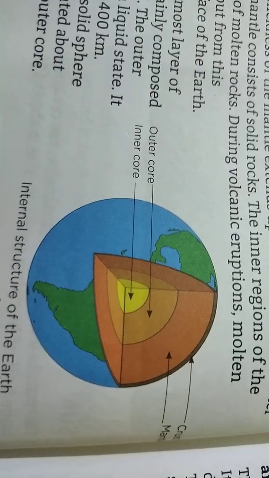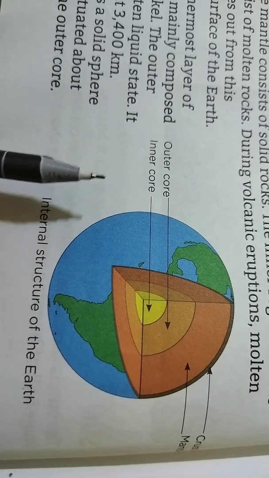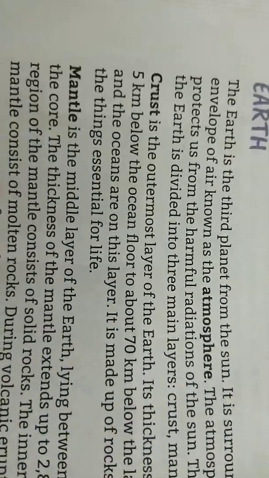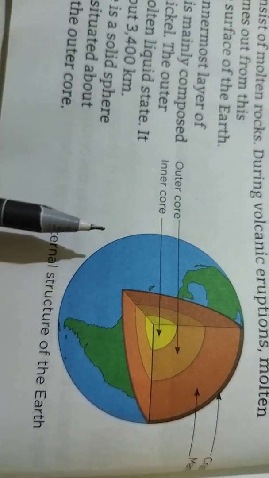So children, today the explanation of the internal structure of the Earth is over. Your assignment is to read the explained topic nicely and please draw this diagram in your copy.